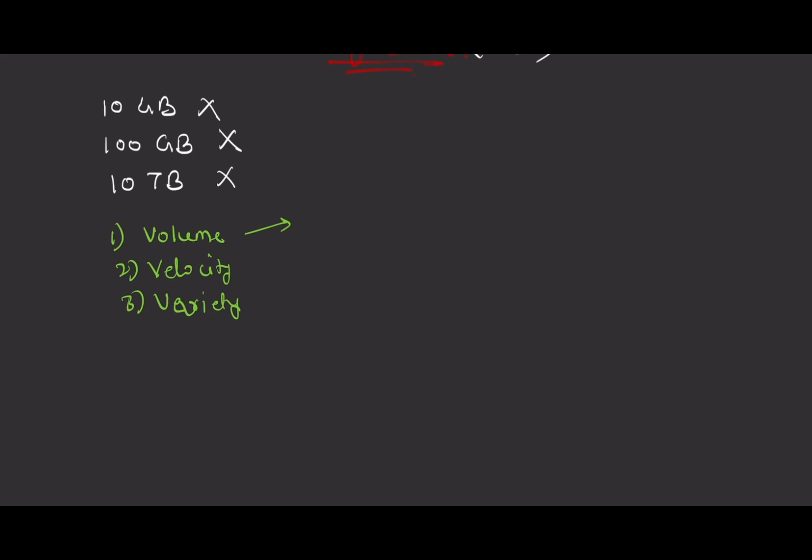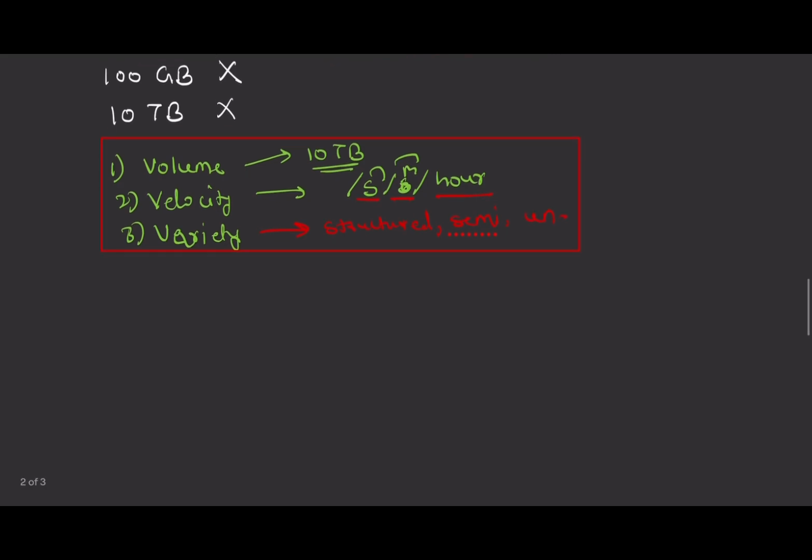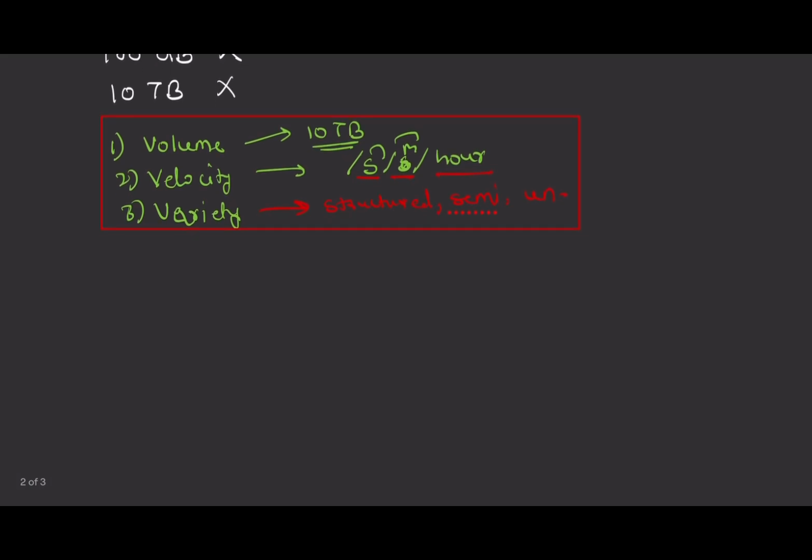So if you have 10 TB of data generated per second, per minute, or per hour, that's when you will term it as big data, because you are generating 10 TB of data per second, per minute, or per hour, and with variety in various formats like structured, semi-structured, and unstructured data. So if your data has all these three problems, that's when you will term it as a big data problem. Now, since we have understood what big data is, let's understand more of the history behind it.